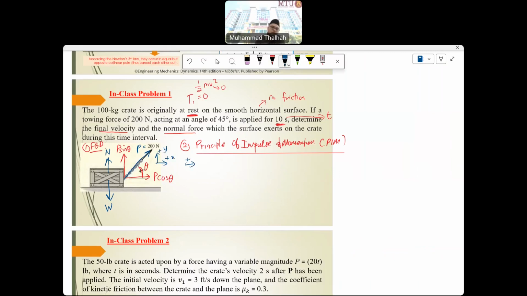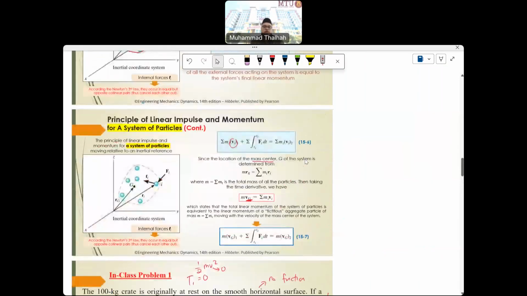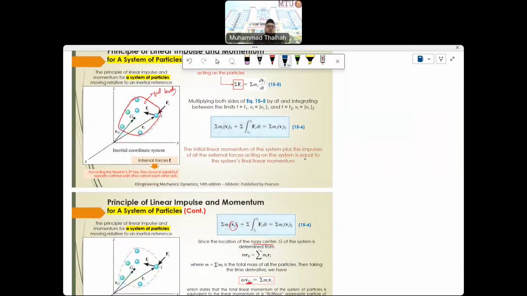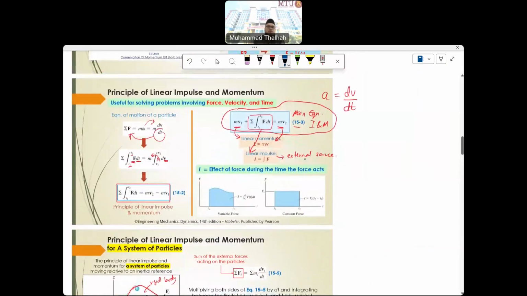Let me just jot down the formula here. M times V1 plus summation of impulse force, which is F times dt from T0 until T. That's going to be M times V2. That's our equation that we are going to hold dearest to, right? Remember, I told you earlier, I hope I have copied it correctly, 15.6 here, right? This one. Hopefully I did that right, yeah? Yep, or this one, 15.3.